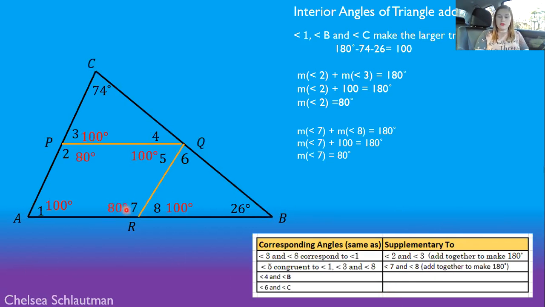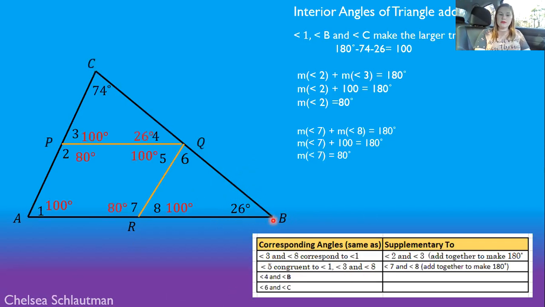Next, we're going to look at angle 4, which shows it's under the corresponding angles down here on our little table. It says that it is corresponding to angle B, which means it's the same as angle B. Angle B is labeled as 26 degrees down here. So that means angle 4 will also be 26 degrees.